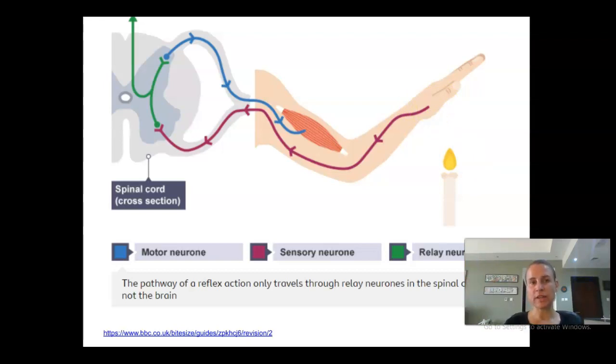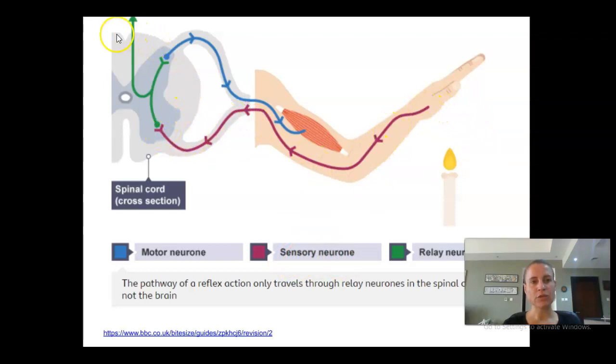Well, information needs to get to the spinal cord. So a neuron, this purple one here, a nerve, or a group of nerve cells, an electrical impulse is going to travel along that neuron. And if we look at the key down here, we see that that's a sensory neuron. It's going to travel along that neuron.